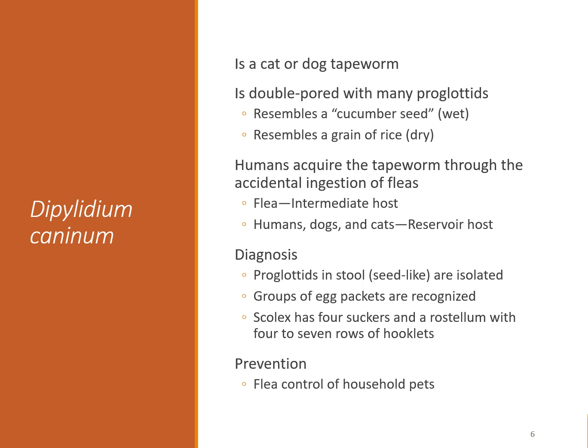Most of the time this infection is going to be seen in children. It will cause a mild intestinal disturbance, and you can actually find those egg packs, I guess is what they call them, and you'll see a picture of that shortly, in the stool. Prevention would be to control the fleas within your household pets.